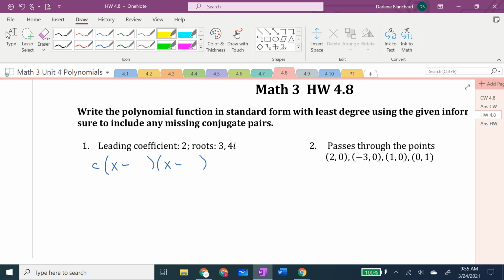Now the roots that you are given are 3 and 4i. So I'm going to put in 3 and 4i. But what you have to be aware of is if 4i is a root, somebody else has to also be a root. Its conjugate must also be a root. And so I'm going to add in negative 4i is also a root.